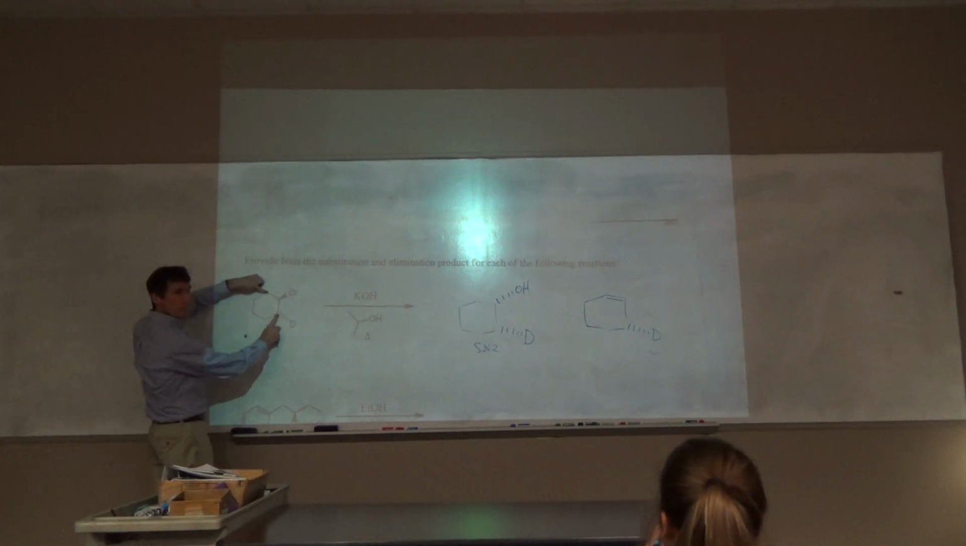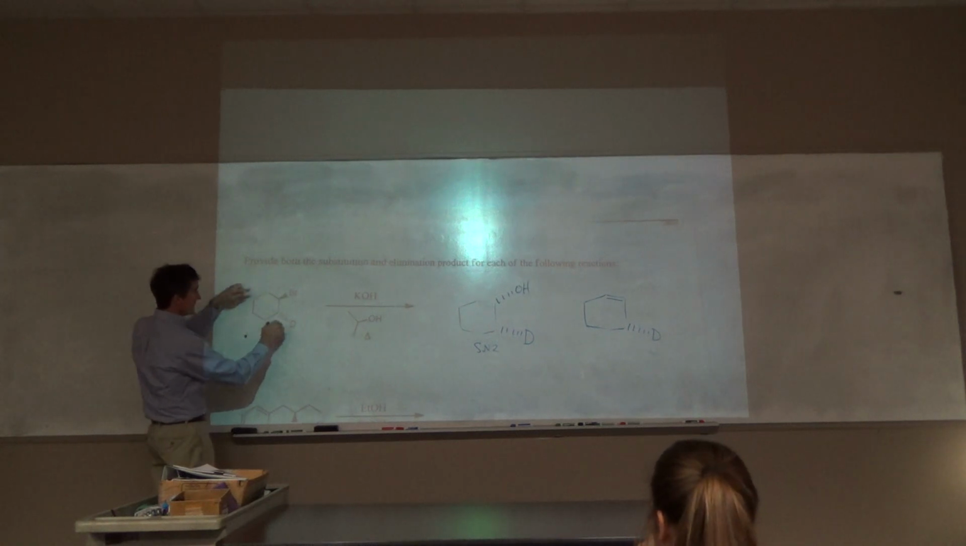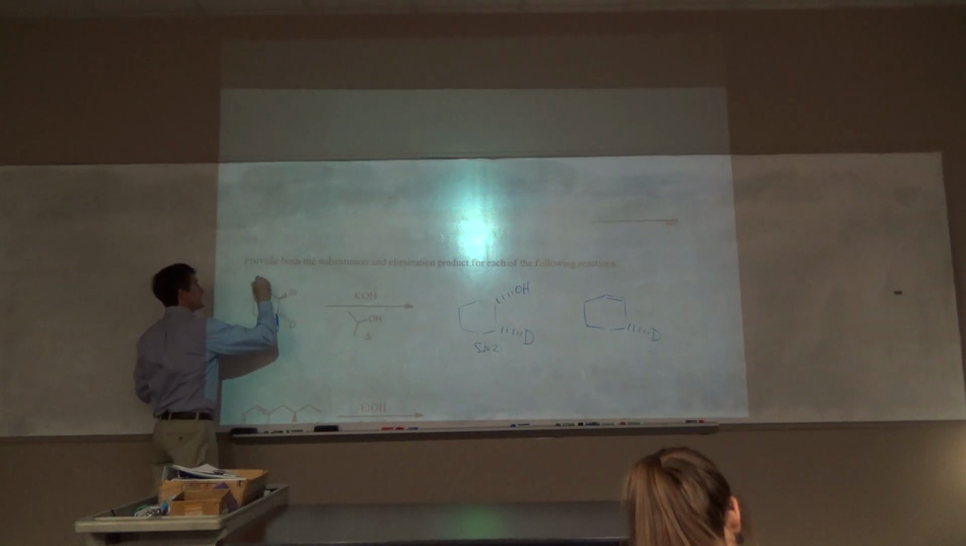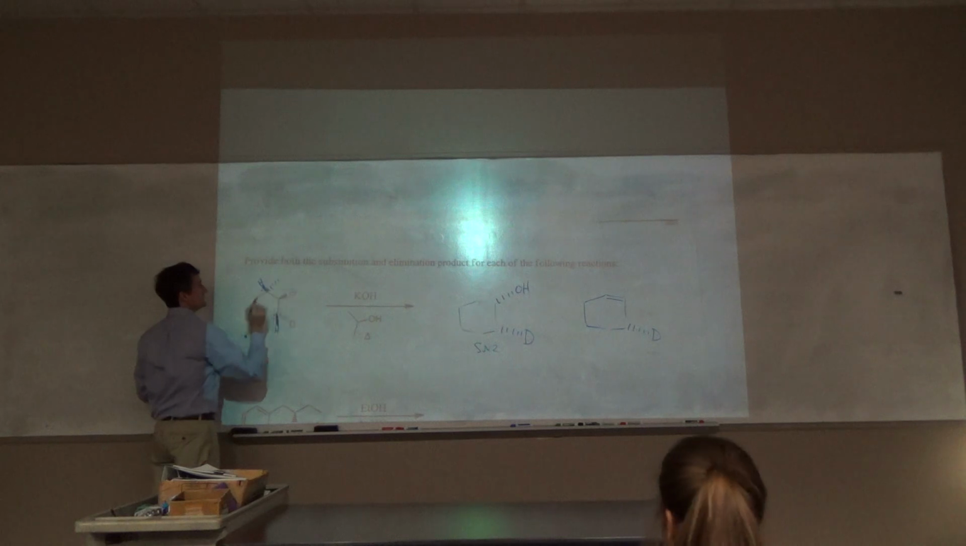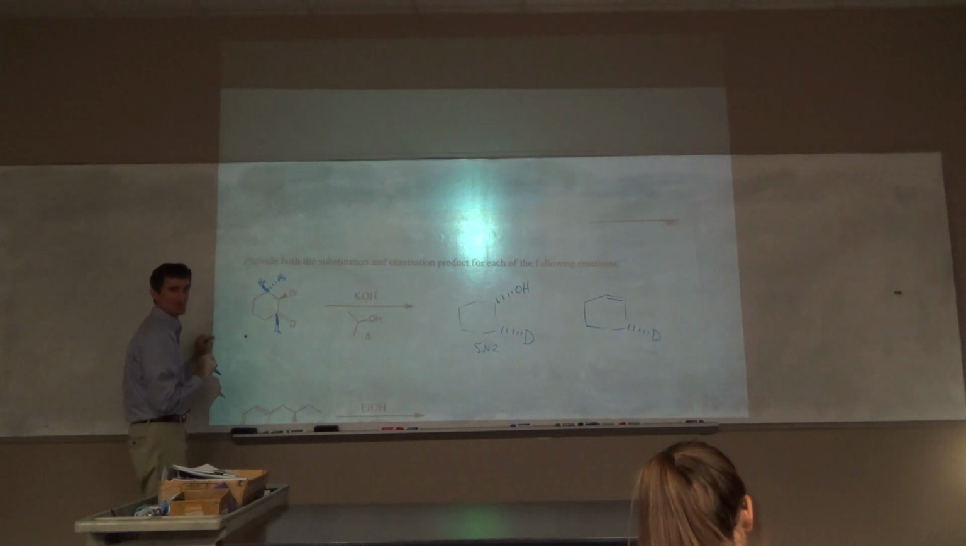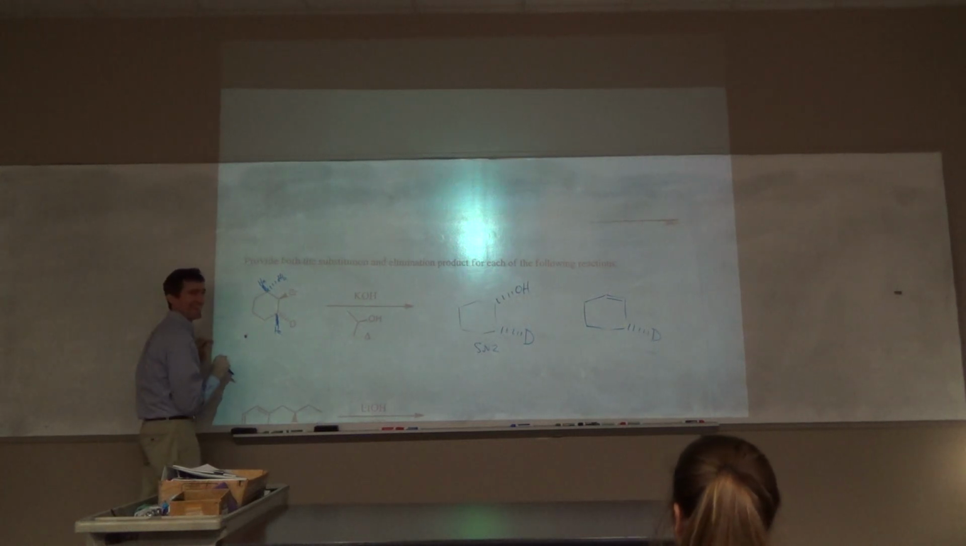You got two beta carbons. You got hydrogens on both. Let's draw everything in. There's an H there, there's an H there, and there's an H here. Let's call that A, B, and C, and that's D.